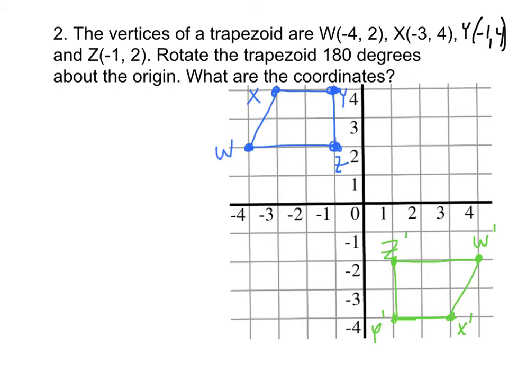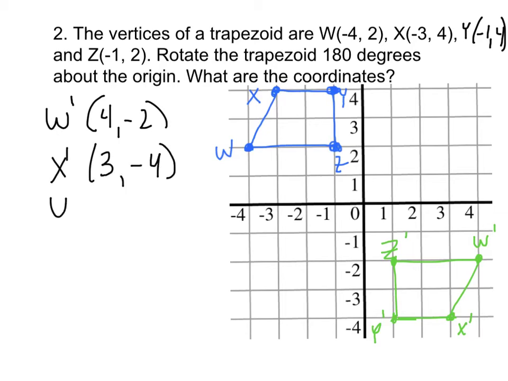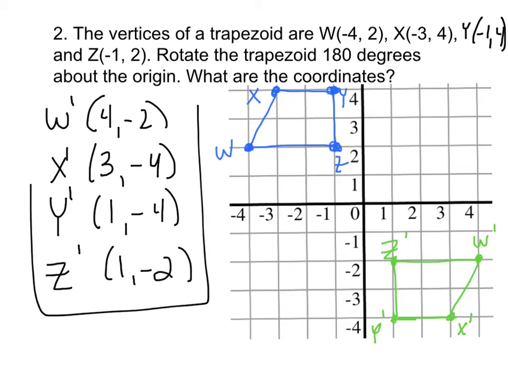Now the new coordinates. You have to make sure you answer the question. The new coordinates are W prime, which would be (4, -2), X prime, which is (3, -4), Y prime, which is (1, -4), and Z prime, which is (1, -2). And those would be my answers.